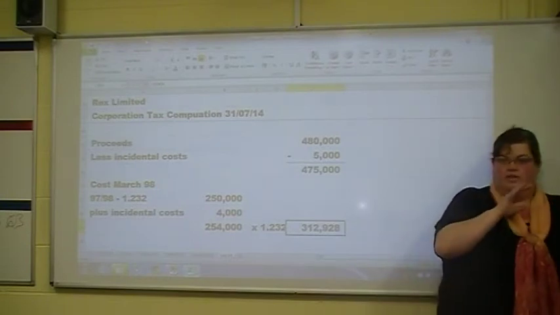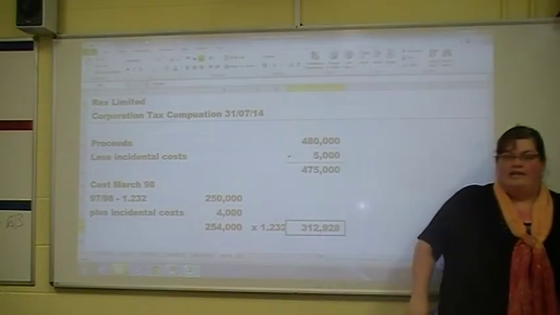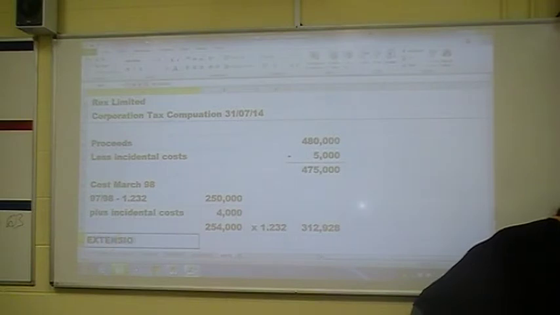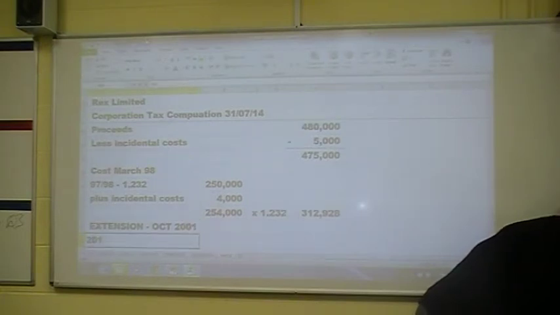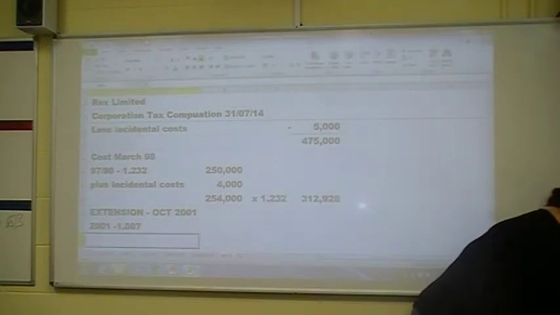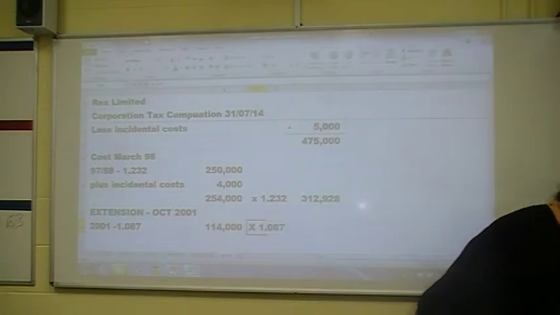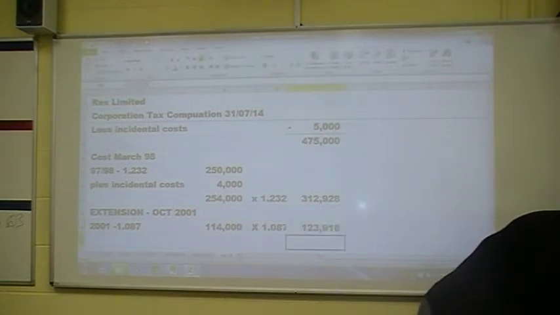And you do them separately. You do the cost price first, and then you do the enhancement one separately. So we've got the extension, and that was in October 2001, so that's the 2001 tax year. That's 1.087. And that was 114,000. So it's the 114,000 multiplied by 1.087, which is 123,918.